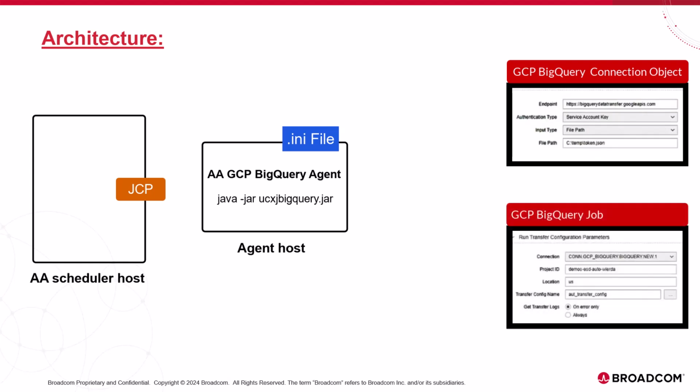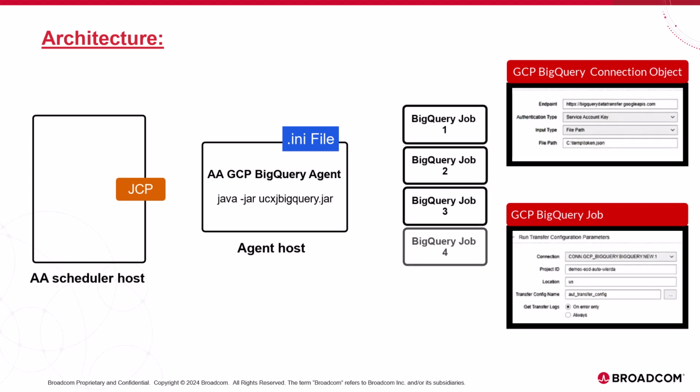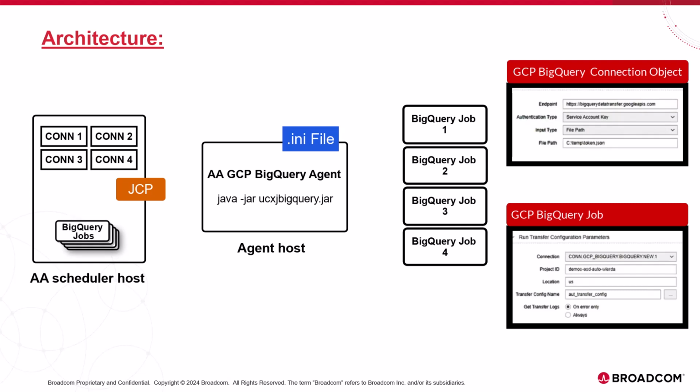Let's assume we're automating for 4 instances of GCP BigQuery. We create a connection object in Automic Automation for each instance by duplicating the connection template for each of these instances. Lastly, we create the run transfer configuration jobs in Automic Automation for each corresponding process in GCP BigQuery.